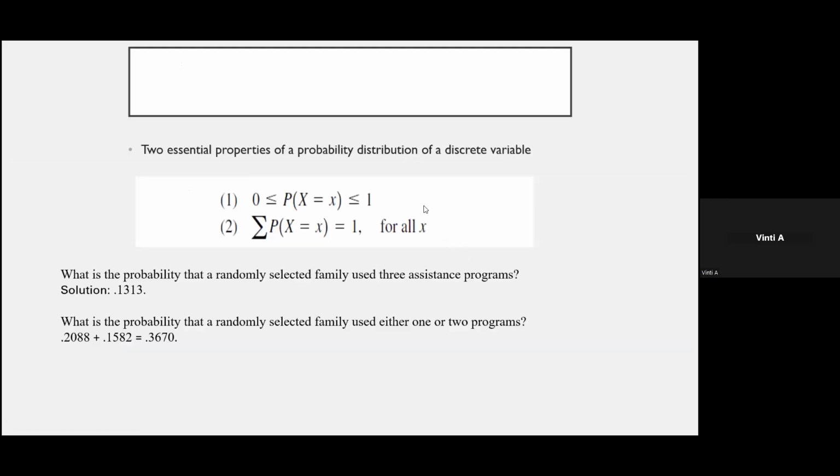Next, there are two essential properties of a probability distribution of a discrete variable. Number one, the probability is between 0 and 1. You can have no probability less than 0, and the maximum probability is less than or equal to 1. So this is your range of probability. And number two, the sum of all possible events is equal to 1. The summation of the probabilities of different values of x, or situations or circumstances, will always be equal to 1. This is the essential property of a probability distribution of a discrete variable.